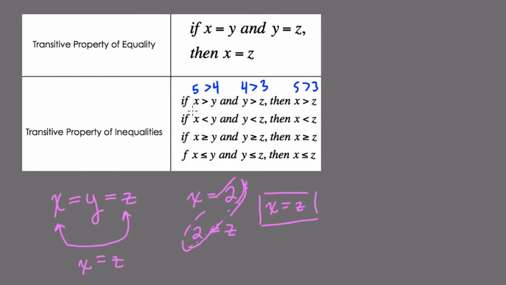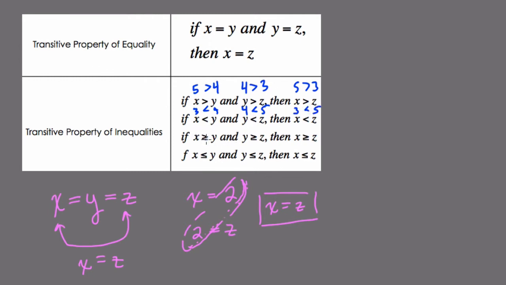The reverse is true. Let's say x is 3 now, and 3 is less than y, or 4, and 4 is less than 5, or y is less than z, then x, in this case 3, is also less than z, 5. So that works both ways.